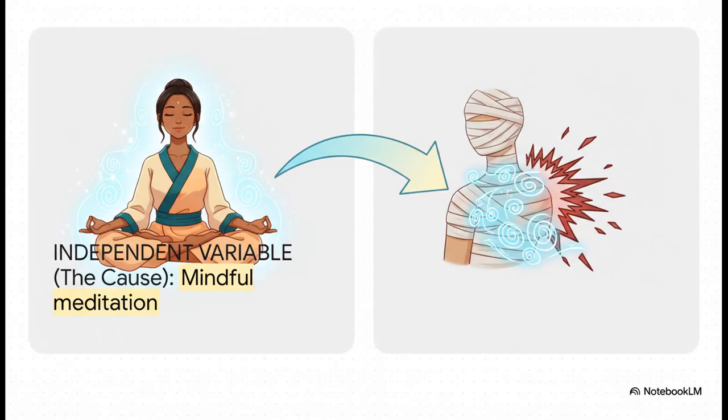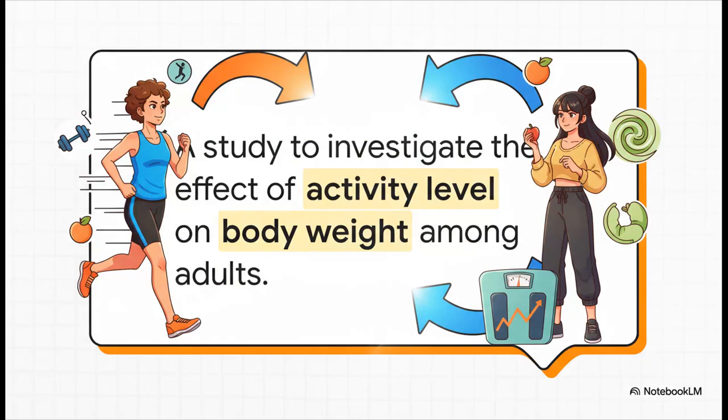Nailed it. The cause, the action being introduced, is the mindful meditation. That's our independent variable. The effect we're measuring is the level of post-surgical pain. That's our dependent variable, because the whole idea is that the pain level depends on whether they did the meditation. See how that works? Awesome.